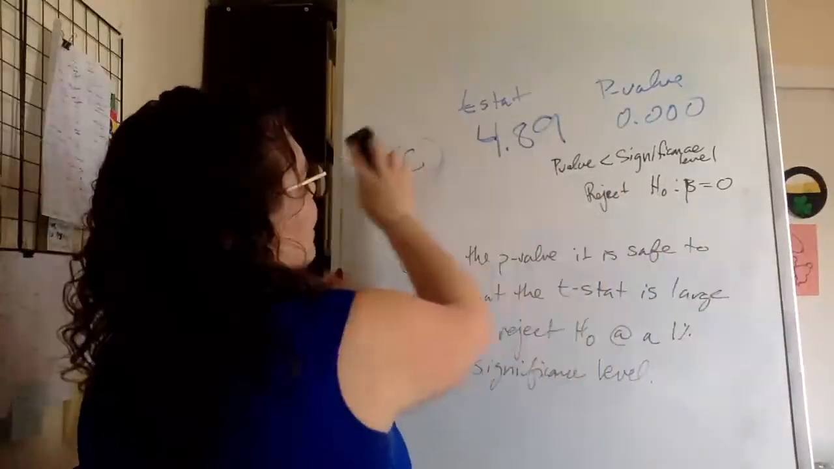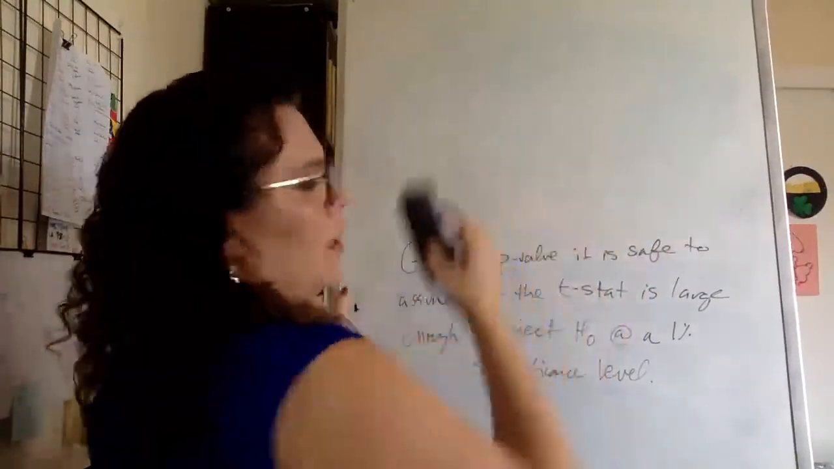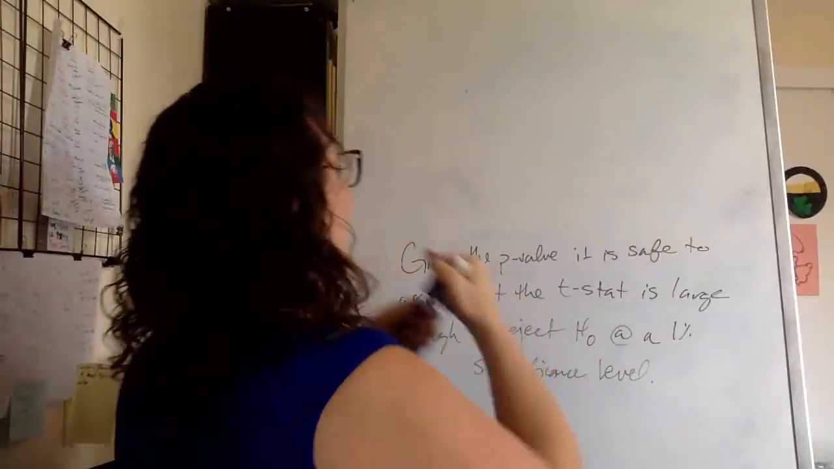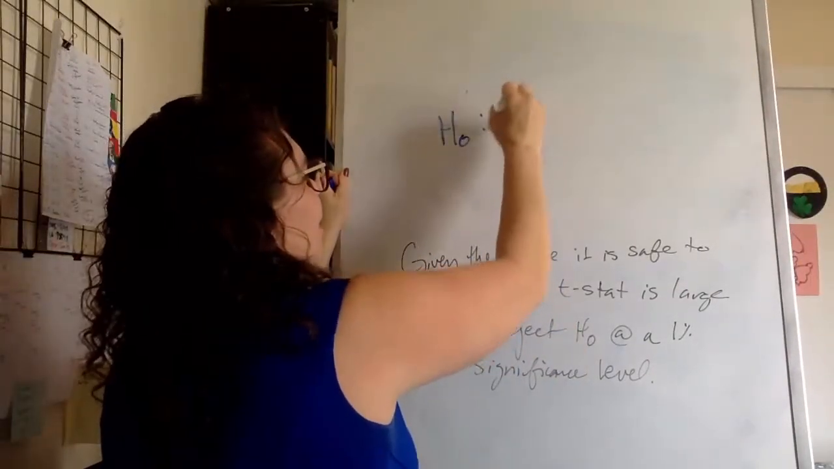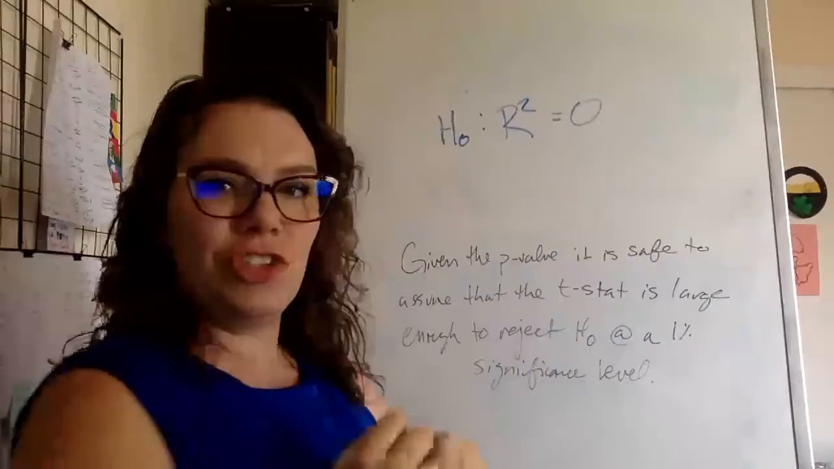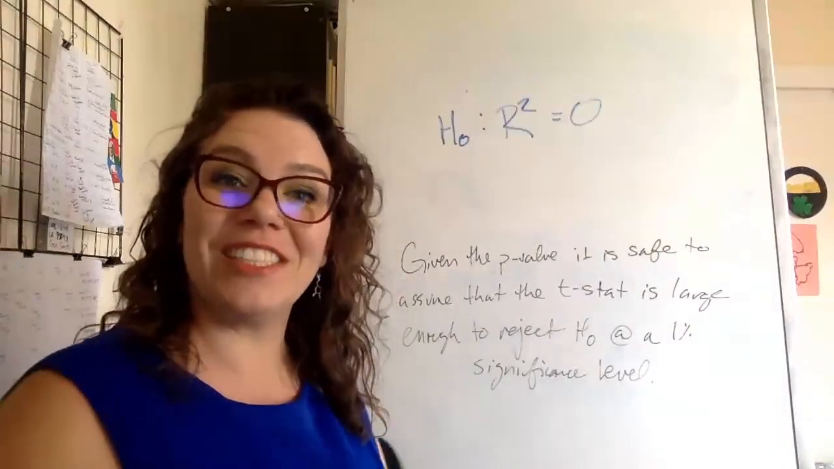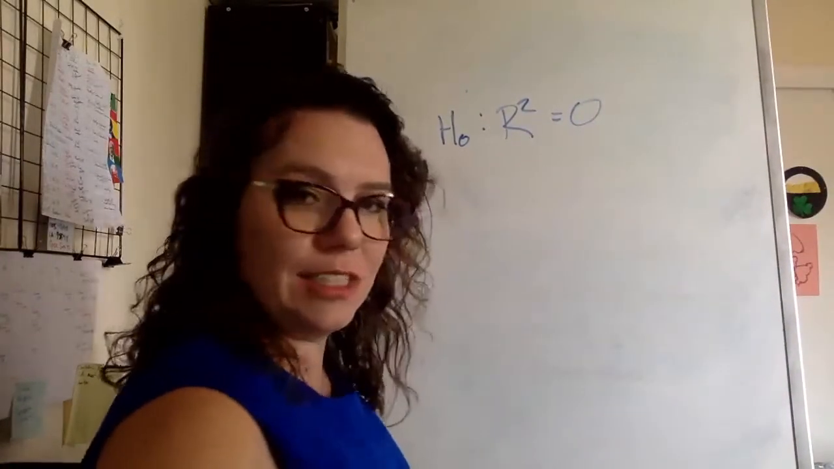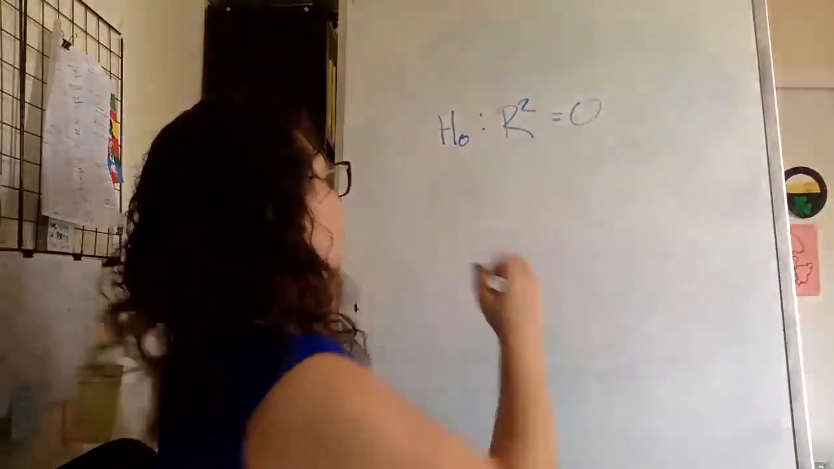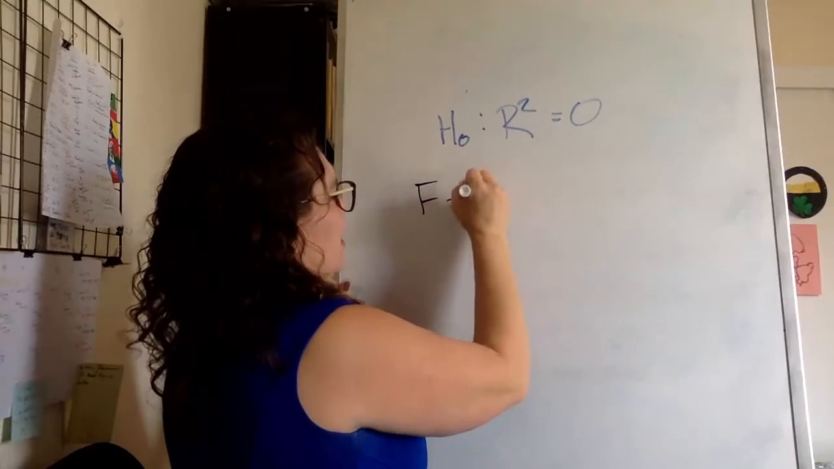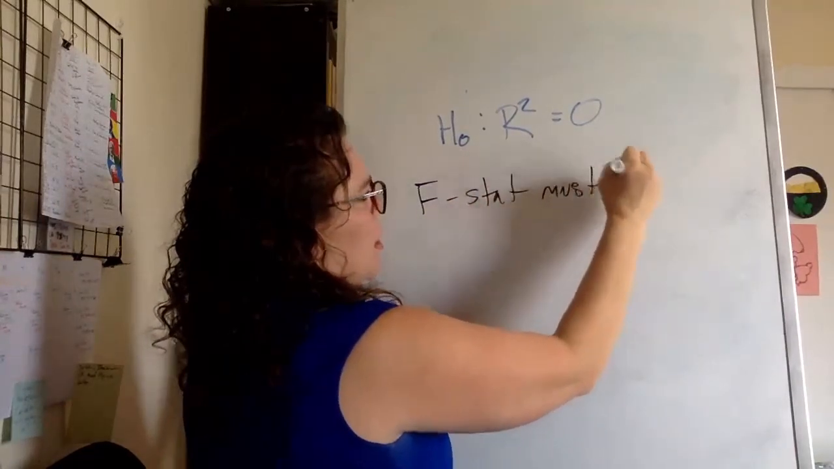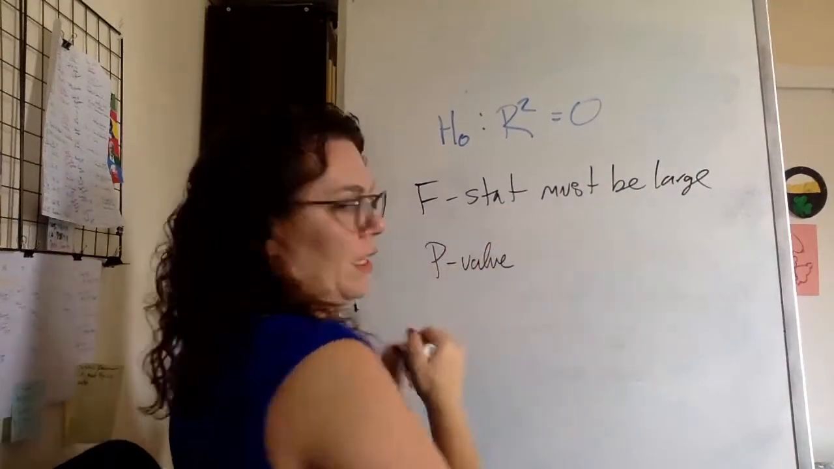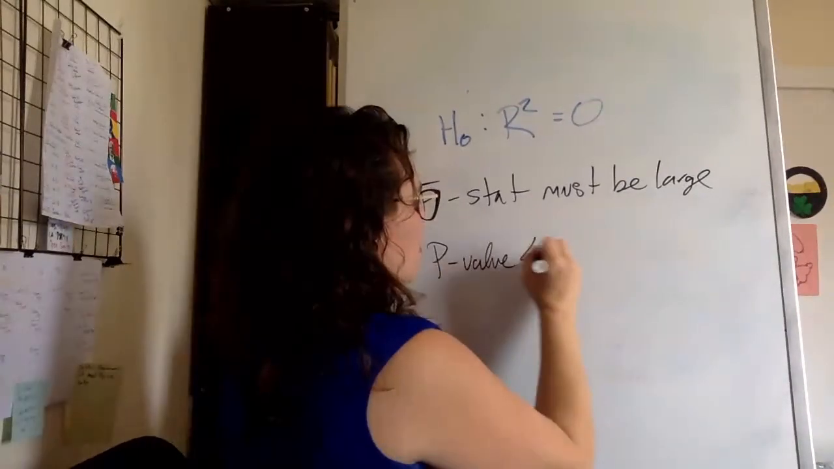Question number 4 asks, what is the rule for testing the null hypothesis that r squared is equal to 0? Remember, the null hypothesis that r squared is equal to 0 doesn't use the p-value. Instead, it uses the F statistic. And the rule is the same. We need the F statistic to be sufficiently large, and then the p-value will tell if that's true. F stat must be large. We want the p-value to be less than the significance level, right?